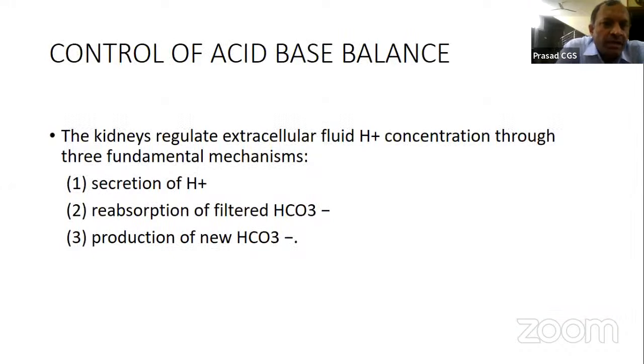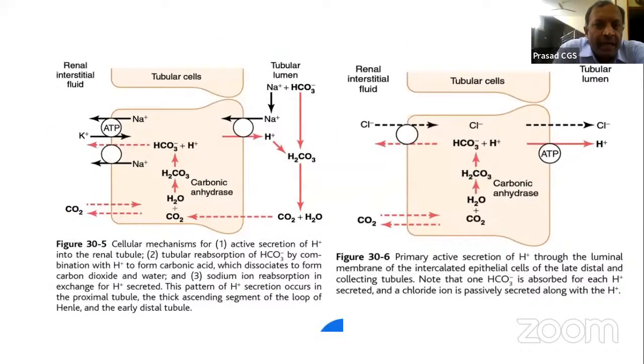So the other functions are, kidney also helps in control of acid-base balance. The kidney regulates the extracellular hydrogen concentration by three mechanisms: basically secretion of the hydrogen ion, reabsorption of filtered bicarbonate, and production of new bicarbonates. Here you can see the hydrogen ion is secreted, and sodium enters the cells, and this hydrogen ion combines with bicarbonate in the tubule to form carbonic acid, which dissociates into carbon dioxide and water. Again, carbon dioxide enters into the cells. At the same time, the bicarbonate inside the cell goes into the renal interstitium, chloride enters the cell, and later this is secreted.